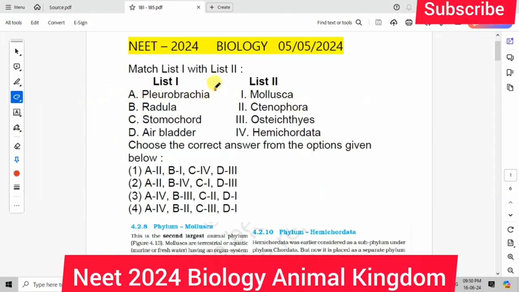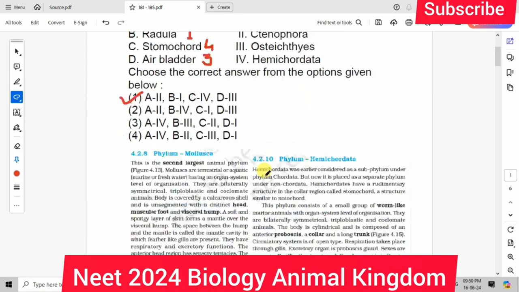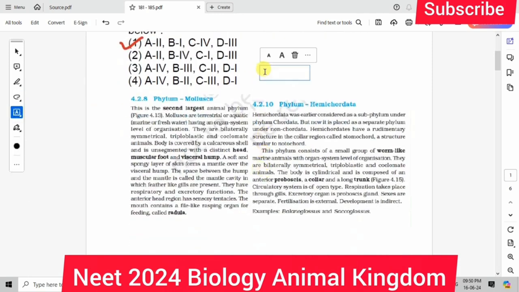Pleurobrachia, it is 2, Ctenophora. Next, B, radula, and it is 1, molluscan. Molluscans have a radula called rasping organ. Next, stomochord, it is 4, Hemichordata. Hemichordata phylum has stomochord-like structures. Next, air bladder, it is 3, Osteichthyes. Option 1 is the answer. 2, 1, 4, 3. You can see the NCERT regarding molluscan and hemichordata structure and information here, from the chapter known as Animal Kingdom.